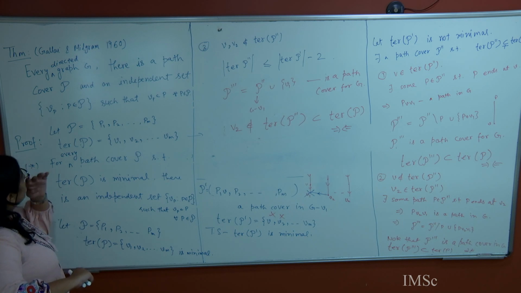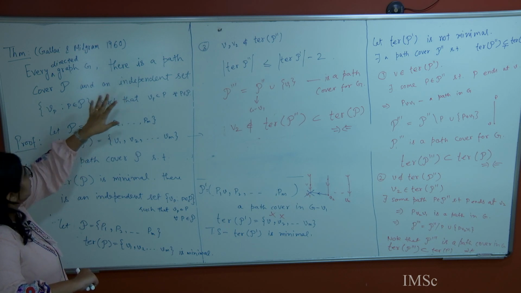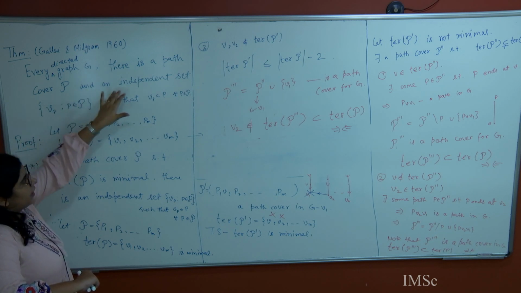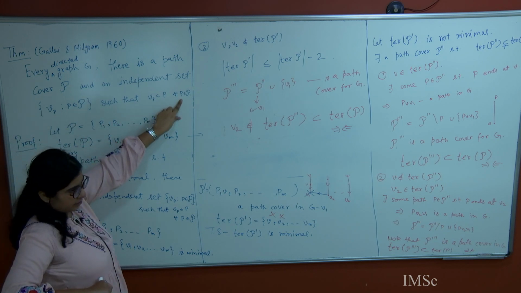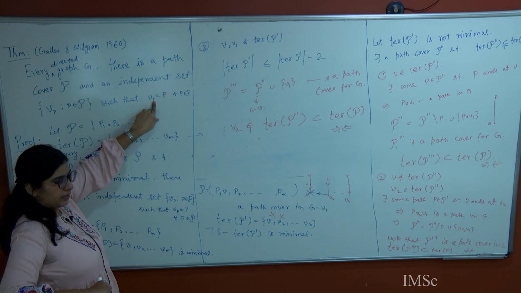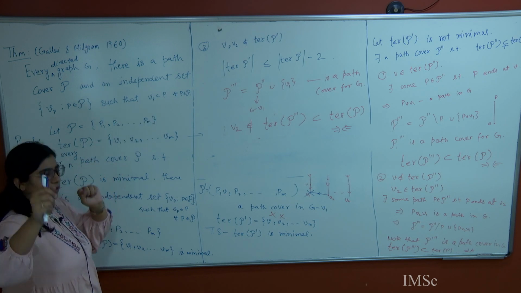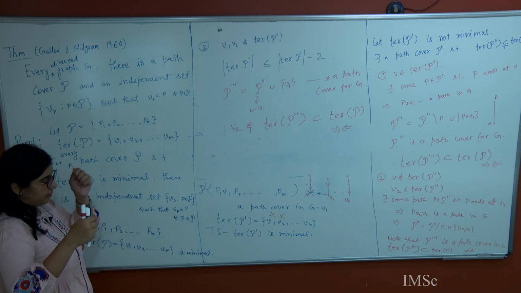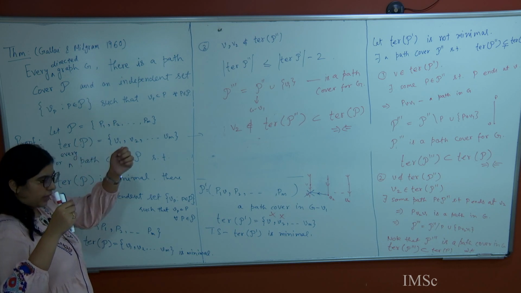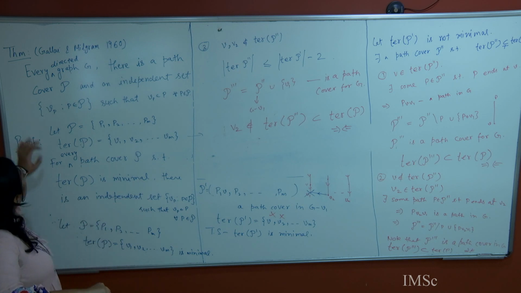Okay. So we want to prove that there exists some path cover P cal and independent set VP such that for every path in P cal we have some vertex in the independent set. So basically you can say that there exists some path cover such that we have an independent set where corresponding to each path in the path cover we have one vertex in the independent set. Okay. So this is the statement we wanted to prove.